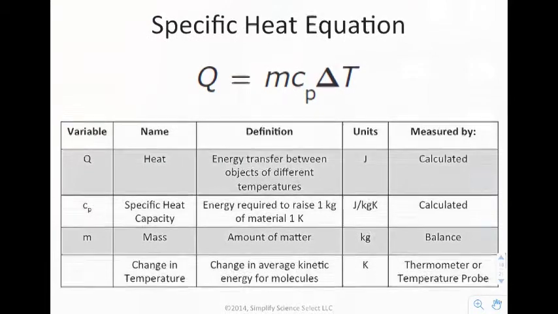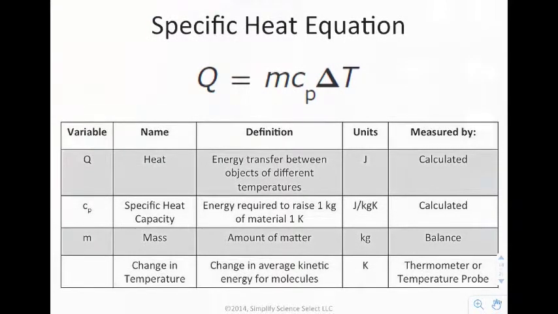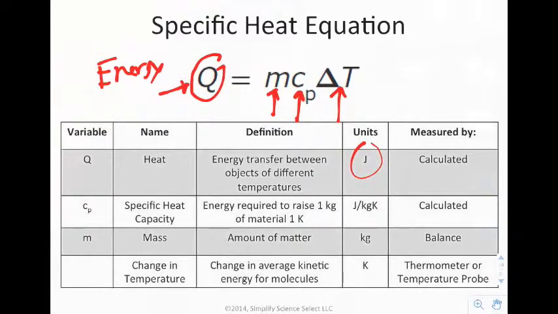Okay, you have an equation right here, and this is called the specific heat equation. It relates mass, specific heat capacity, and the change in temperature to what we call heat. Heat is our energy, so it's going to be measured in joules. M is mass, and it's going to be measured in kilograms. The specific heat capacity is unique to the substance that you're looking at, and it's the amount of energy required to change the temperature 1 Kelvin for 1 kilogram. And then finally you have the change in temperature. Remember, anytime we see the change in temperature, it refers to the final temperature minus the initial temperature.